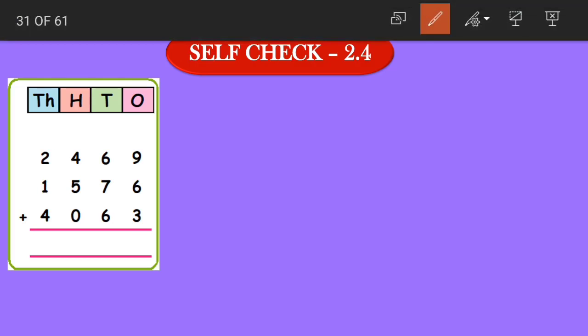Question number 1. We have to add these three numbers. How should we start adding? We should start adding from the ones place. Yes, we should start adding from the ones place. In ones place we have 9, 6 and 3. 9 plus 6 becomes 15. 15 plus 3 becomes 18. So we'll write 8 here and 1 gets carried.